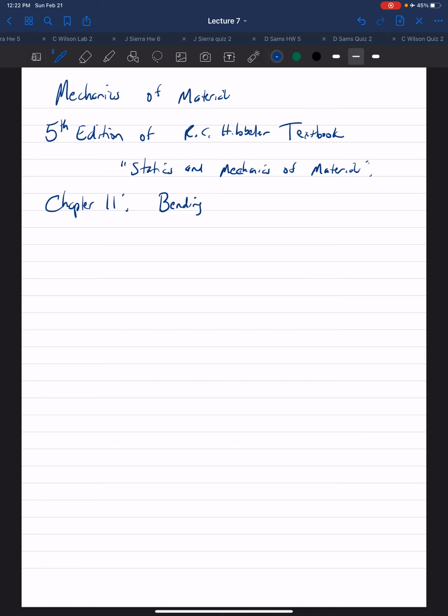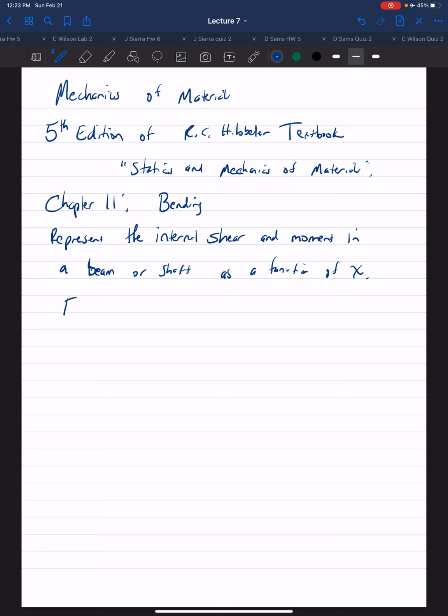So our objective here is to represent the internal shear and moment in a beam or shaft as a function of x, and we'll also be reviewing and going over the flexure formula.